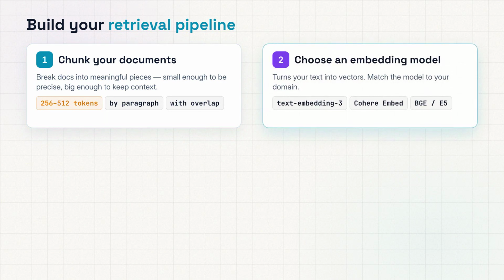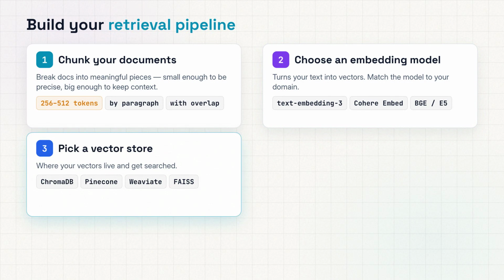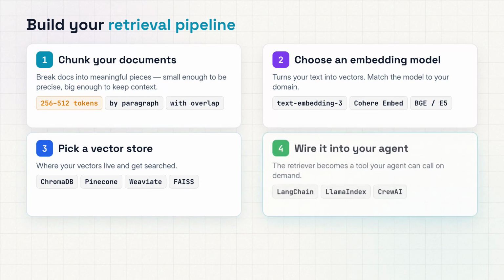Step 2, pick an embedding model. OpenAI's text-embedding-3 is a crowd favorite, Cohere is great, and if you are team open source, BGE or E5 are excellent. Step 3, choose a vector store. ChromaDB for quick prototyping, Pinecone or Weaviate when you go to production, FAISS if you want it local and fast. Step 4, wire it into your agent. LangChain, LlamaIndex, CrewAI, they've all got retrieval baked in. The retriever just becomes a tool your agent can reach for.